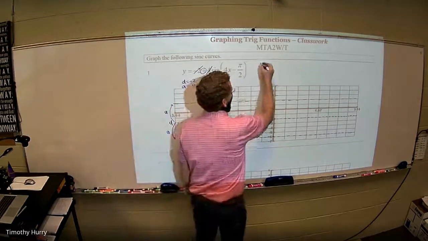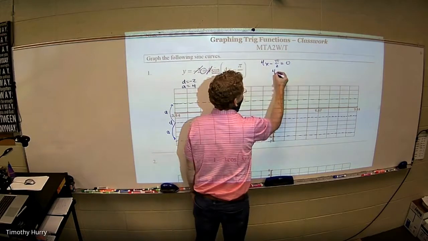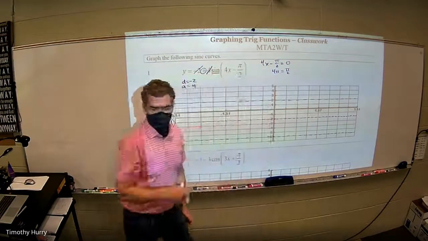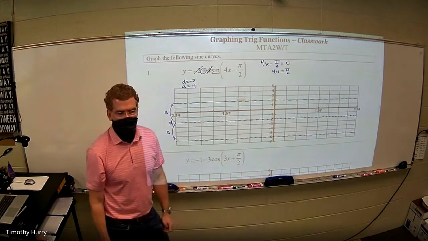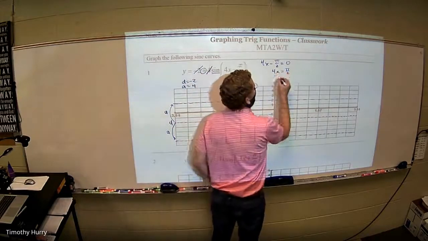So I'm going to take 4x. Now be careful. People mess this up. Set it equal to 0 and solve. I'm going to add the pi over 2. Then what am I going to do to solve for x? Divide by 4. Now let me show you what people mess up. Sorry, that's not 4 pi, that's 4x. I'm going to divide by 4.